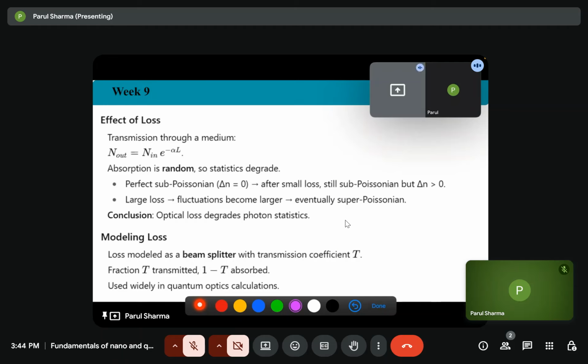So up to now, we understood the classical and quantum nature. Then how will we define the exact quantum nature on the basis of the photon statistics? Now, what factors will affect the photon statistics, or what are the limitations for observing a quantum nature of the photon? So next is the degradation.